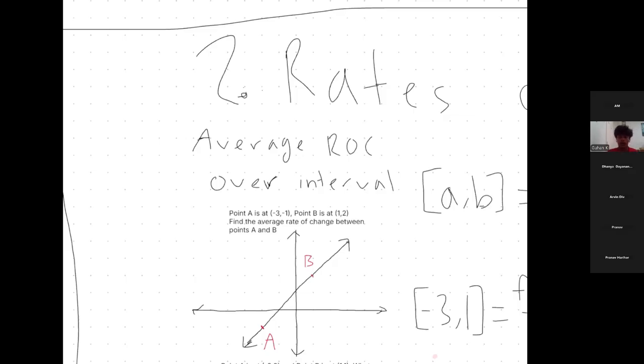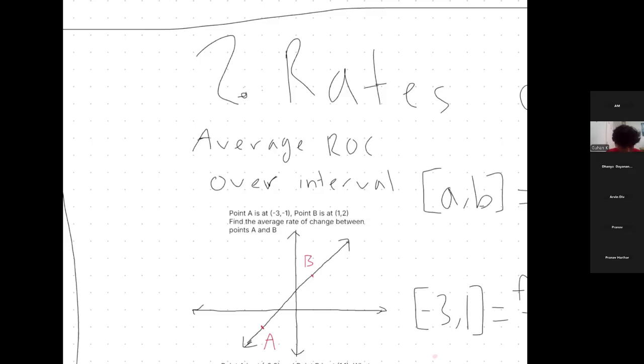So we'll all work on this problem together. So you can work on it too. And if you don't understand, then I'll explain it. Actually, just watch me explain this one first, and then you can try the next problem. So -3, comma -1, point B is at 1, comma 2. Okay, this just looks like a normal line, right? Like a linear line. So basically, we're just finding a slope.